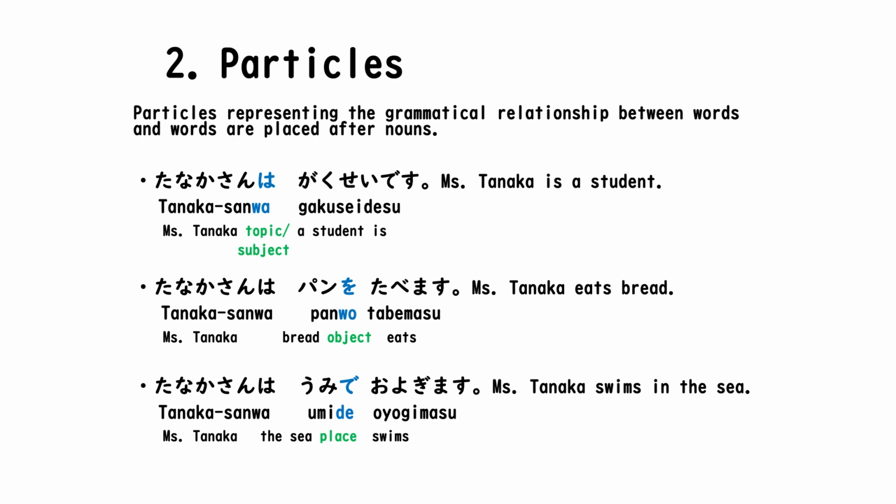In the second example, 田中さんはパンを食べます。Ms. Tanaka eats bread. The particle を which represents the object is placed after the noun パン, bread. Finally, in the third example, 田中さんは海で泳ぎます。Miss Tanaka swims in the sea. The particle で for place is placed after the noun 海, sea.